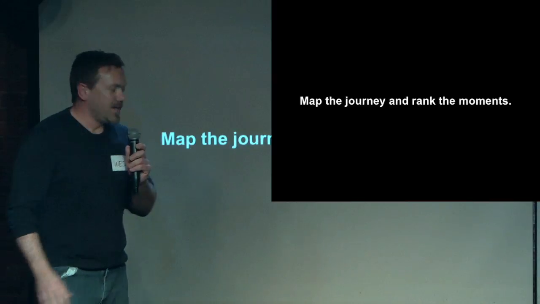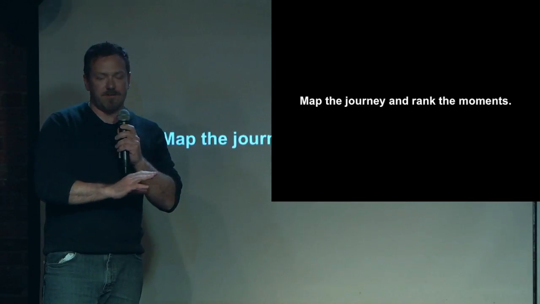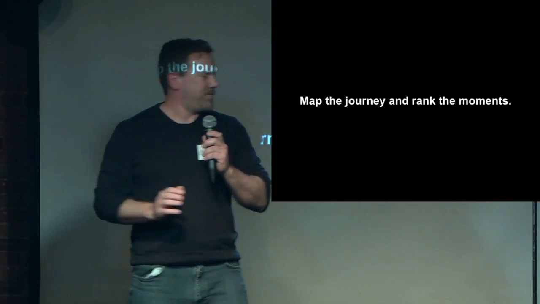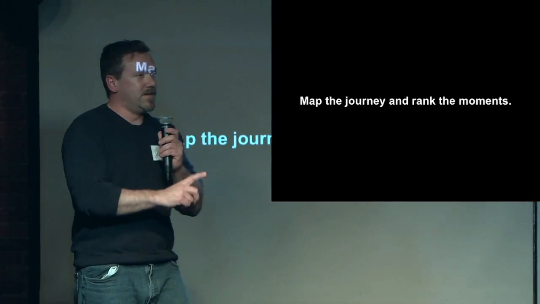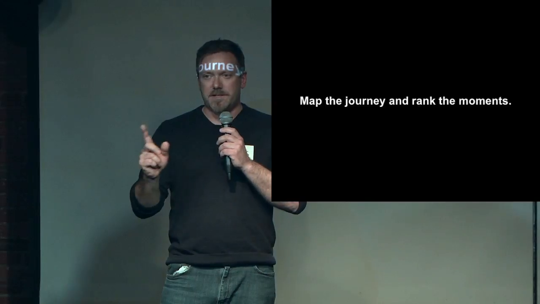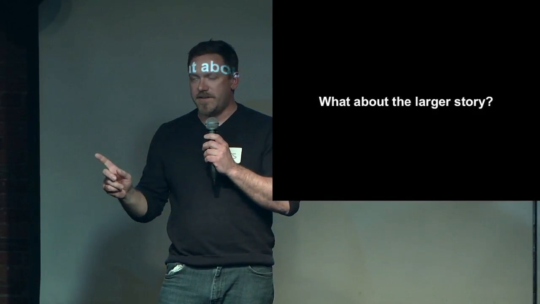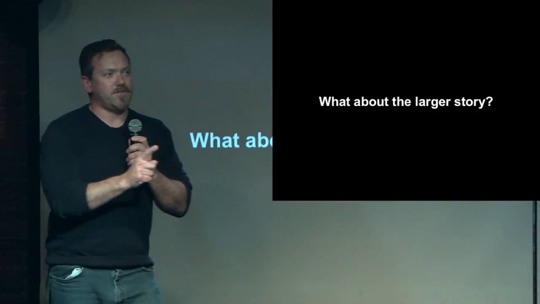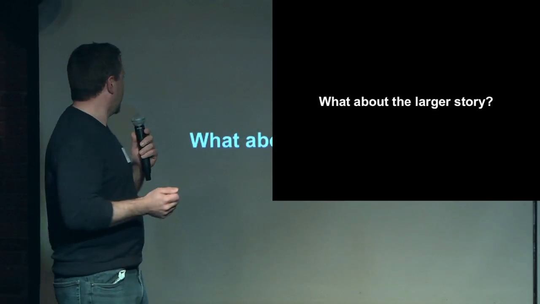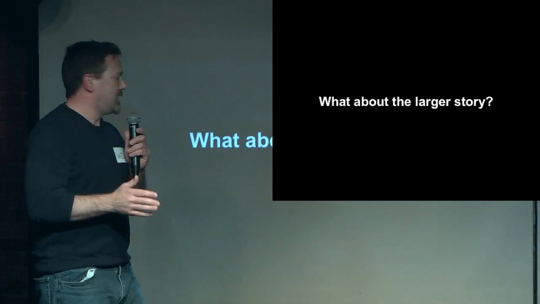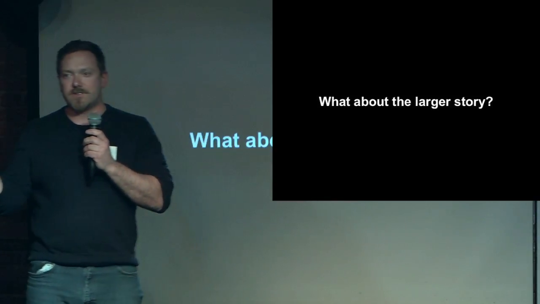So in the whiteboarding session, map out the journey, the whole customer map, the customer journey. But the key here is, all along that journey, there's going to be moments that the customer is going to interact with your feature. Find those moments and focus on them and rank them. Rank their importance. What about the larger story? How does this fit into the larger story?